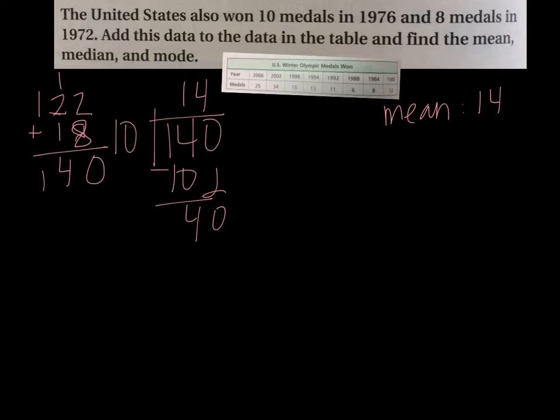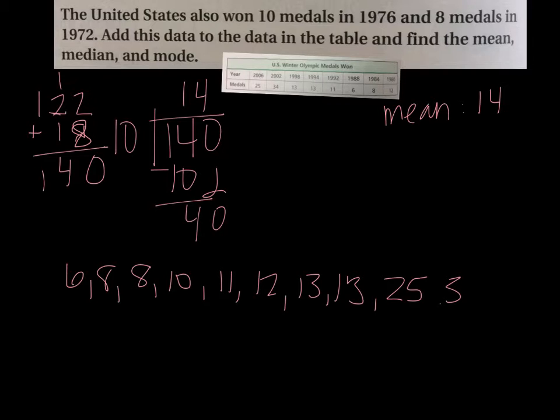So my median in this case, now I have to order them from least to greatest. 6, 8, 11, 12, 13. Oops, I forgot to add an 8 and a 10 in there. See what happens when you try to go too fast? You make little mistakes. Add an 8 and a 10. Then I can add my 11, 12, 13, 13, my 25, and my 34.